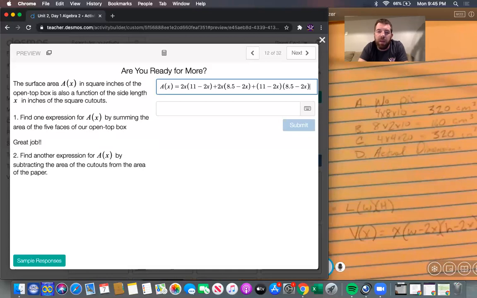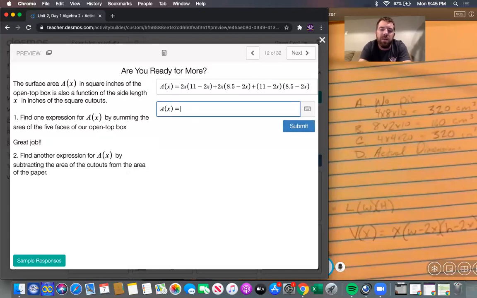Then if we're going to find another expression that we could use for the cutouts, when we have A of x here, really if we're going to simplify it down, it's just that 11 times 8.5, our normal sheet of paper, because that's the surface area of the paper that we're using, but you've got to subtract the 4 pieces that you cut out. And so that's why it's 11 times 8.5 minus 4x squared. I guess let's go ahead and throw some parentheses around this 11 to make it look good. Okay, so there we go.